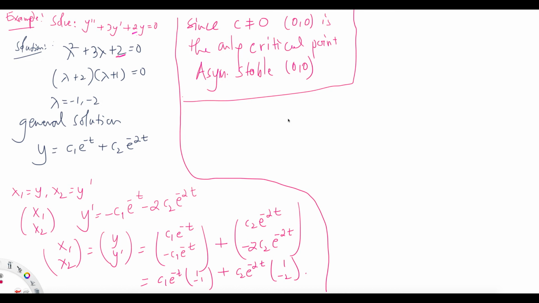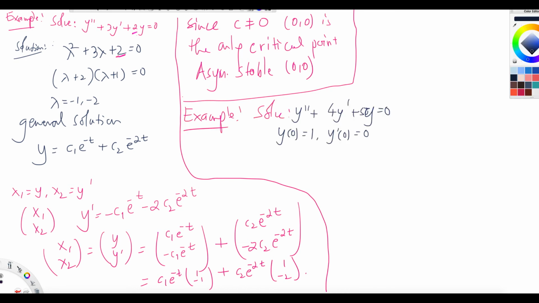So I want to do one more problem. I want to do question number 31. This is an initial value problem, okay? So first of all, we find the eigenvalues. How do I find the eigenvalue? We use the characteristic equation, okay? So the characteristic equation is lambda squared for this plus 4 lambda for this plus 5 equals 0, okay? Now I need to solve for lambda.